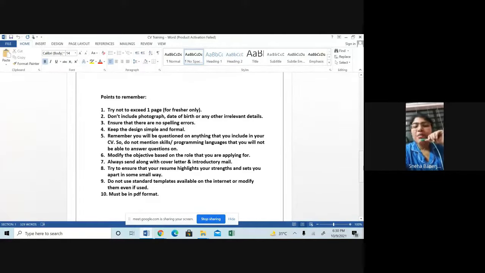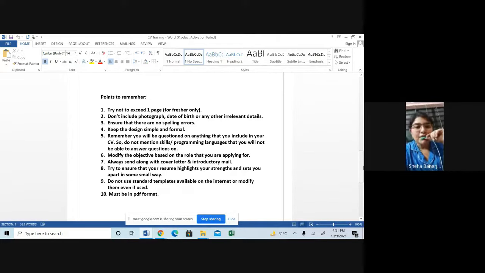The next is don't include a photograph, date of birth, or any other irrelevant details. So how do you identify what is an irrelevant detail? When you're designing a resume, think of it from the perspective of the recruiter. If I am looking at a candidate, am I looking to see these details when I am recruiting? I think that will help you identify what are the irrelevant details that you have mentioned in your resume. Just eliminate them. Don't keep anything that is not relevant.